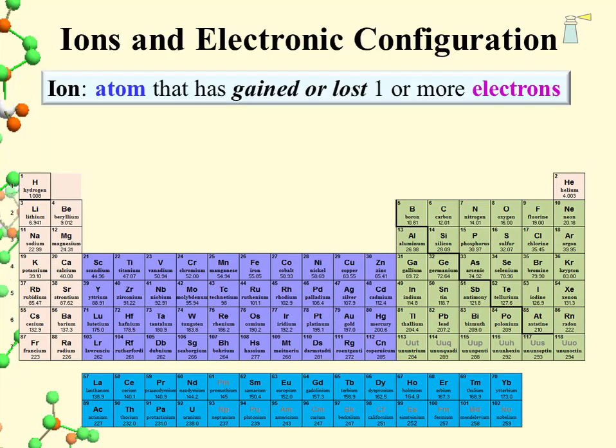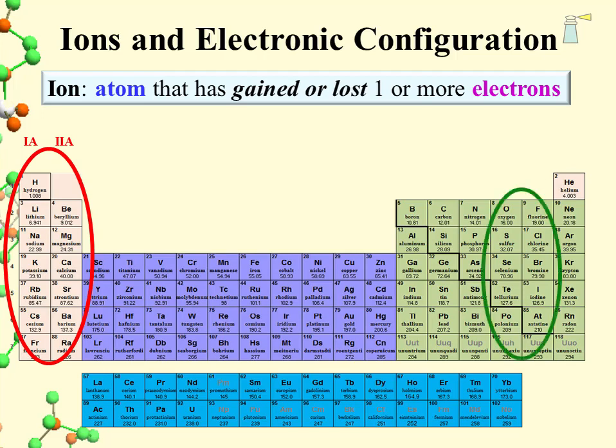The other topic of the lecture is electronic configurations of ions. An ion is an atom that has gained or lost one or more electrons. Elements coming right after a noble gas tend to lose electrons, becoming cations. These include the 1A or column 1 alkali metals and the 2A or column 2 alkaline earth metals. Elements coming right before a noble gas tend to gain electrons, becoming anions. These include the 6A main group or column 16 elements and the 7A or column 17 halogens.